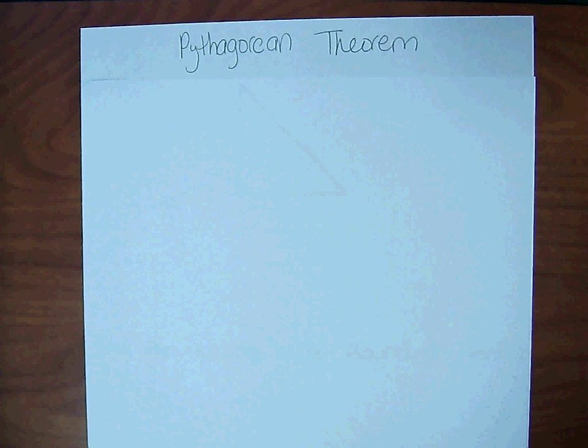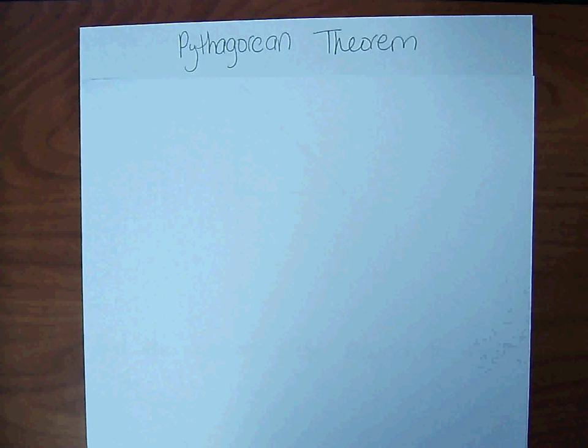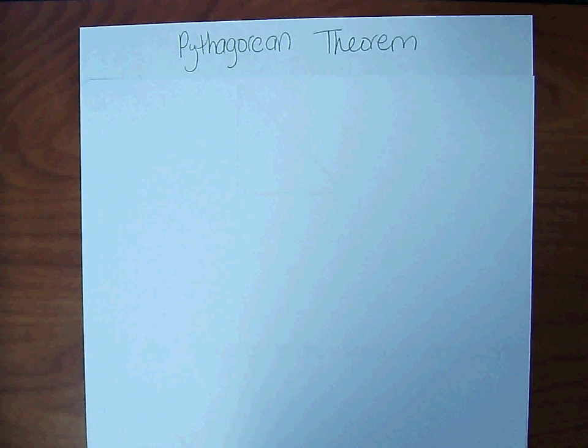Pythagorean Theorem. The Pythagorean Theorem can be used for two things. The first is to figure out the missing side in a right triangle. And the second is to determine if the given lengths form a right triangle.